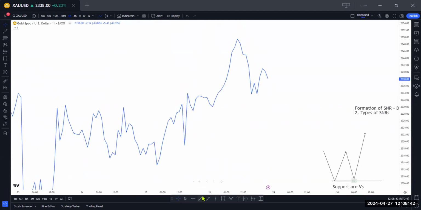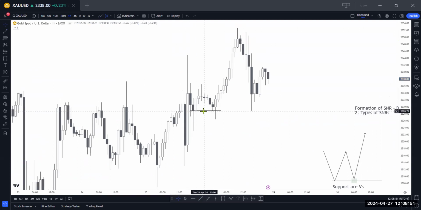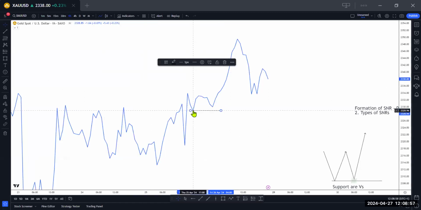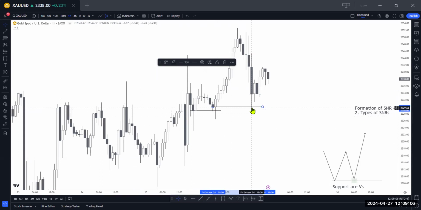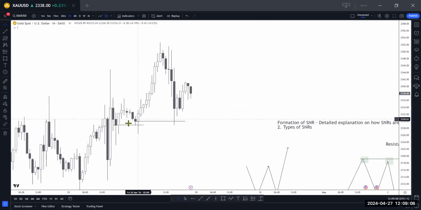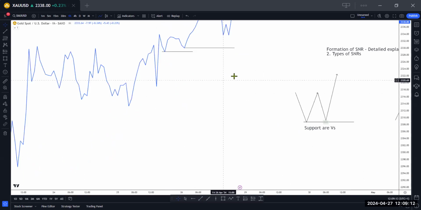So let's see. Is this a V? Yes, this is a V. What happened? Price tapped and then started to buy. I remember I said when price taps a support, a new support is formed. Is this a new support? Yes, this is a new support. See, price tapped, then started to buy. So the line chart will show us the V's, and also the N's.